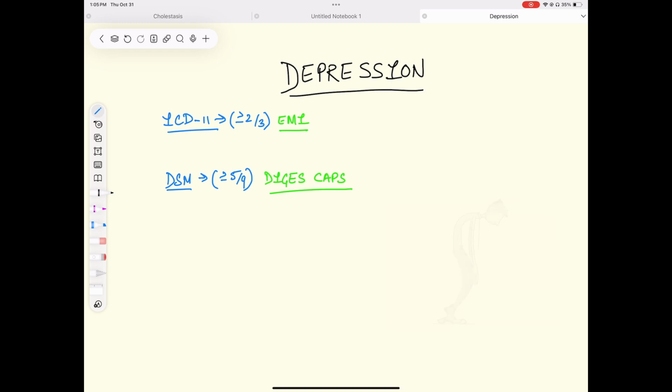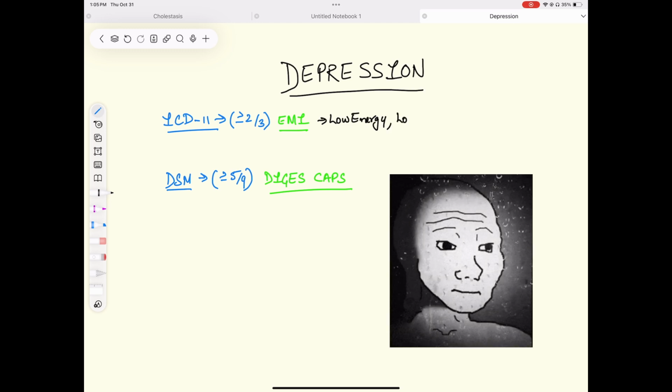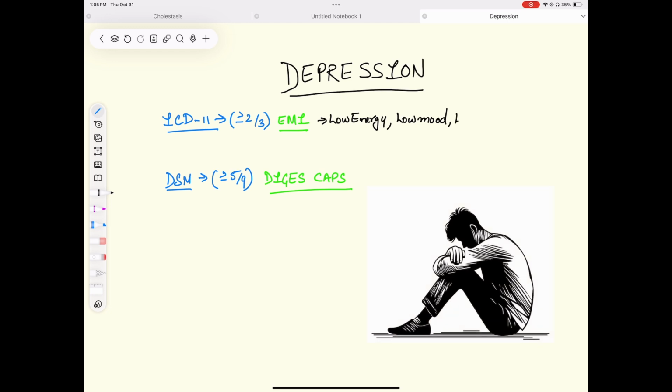Depression, according to ICD-11, can be defined as a state of low energy, low mood, and lack of interest in any activity. The presence of two out of these three features is classified as depression.